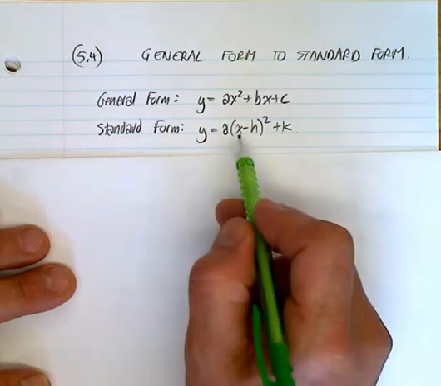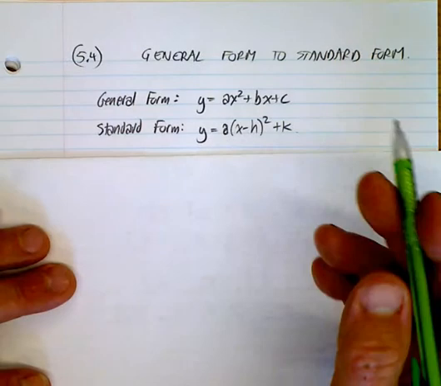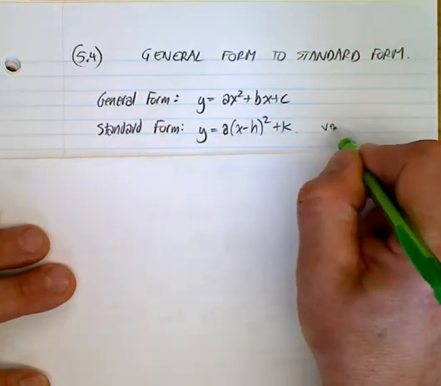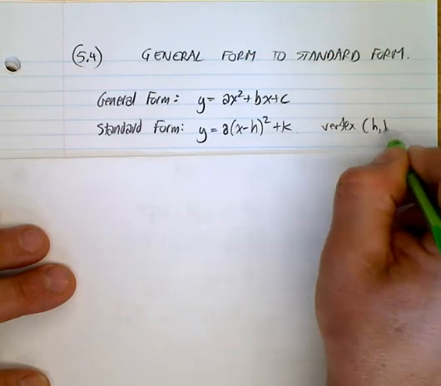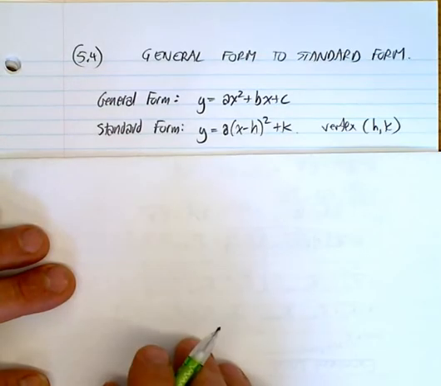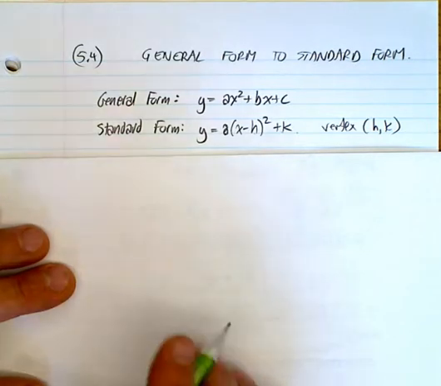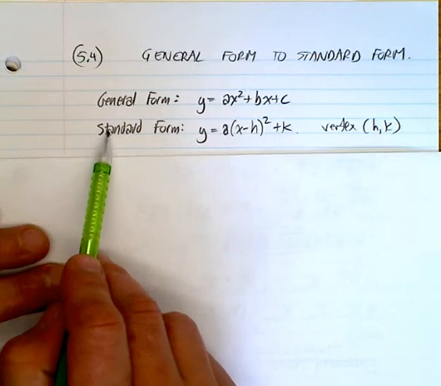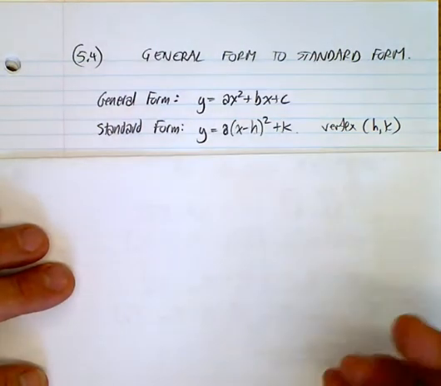Here, this one is more conducive to graphing because we can get the vertex right away from it, right? You can't forget that the vertex is the H and the K here, okay? And the A gives you the shape. So what would be a very good tool would be to get from here to here. And before we do that, we have to understand a couple different things here.